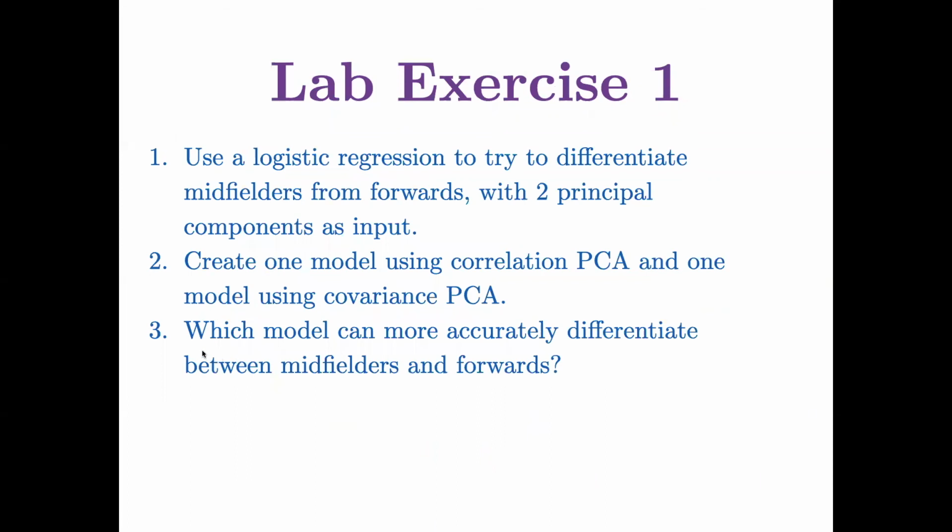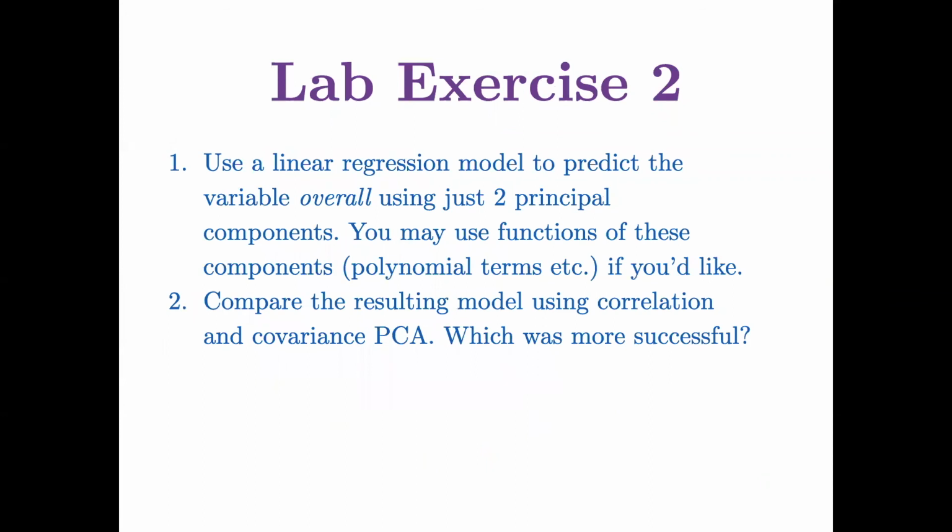Anyway, I have some lab exercises here. The first is to use a logistic regression to try to differentiate between midfielders and forwards with just 2 principal components as input. And create one model using correlation PCA and one using covariance PCA, and see which model is better. Similarly, use a linear regression to predict the variable overall using just 2 principal components and compare those results. And in both of these exercises, you could use functions of those components, like polynomial terms, if you'd like to, just to see what kind of predictions you can get.